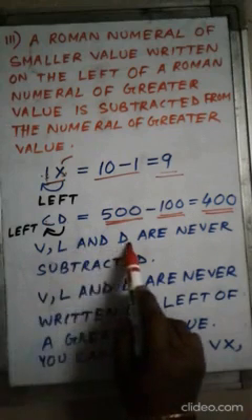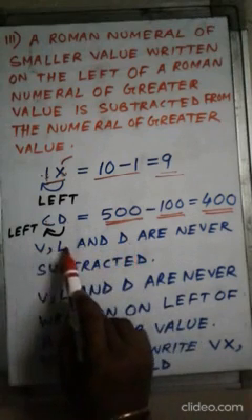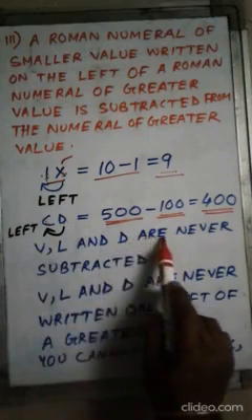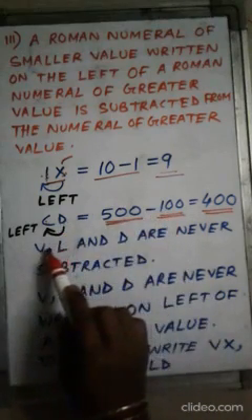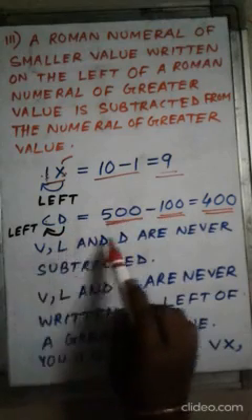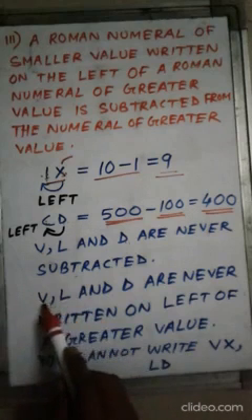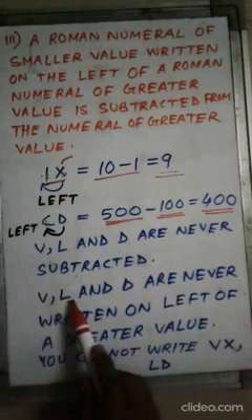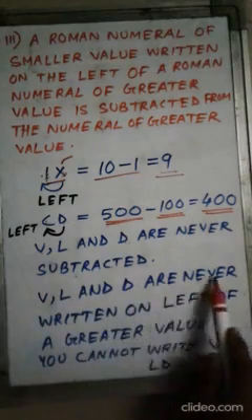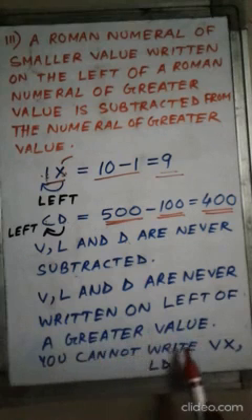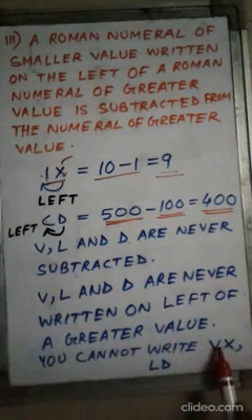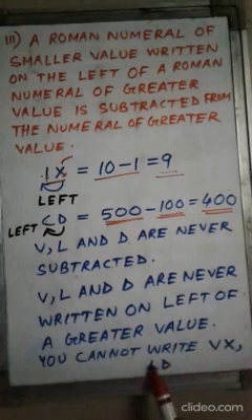V, L and D, or I can say 5, 50 and 500 are never subtracted. We cannot subtract the value of 5, 50 and 500. V or 5, 50 and 500 are never written on the left of a greater value. That means you cannot write V, 5, before 10. You cannot write 50 before 500.